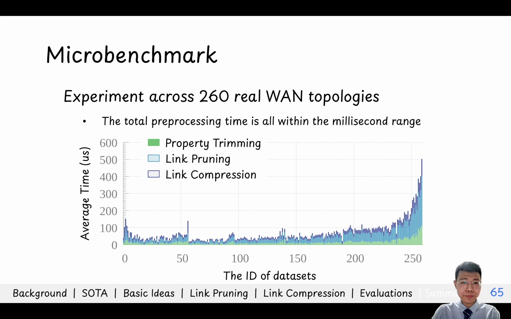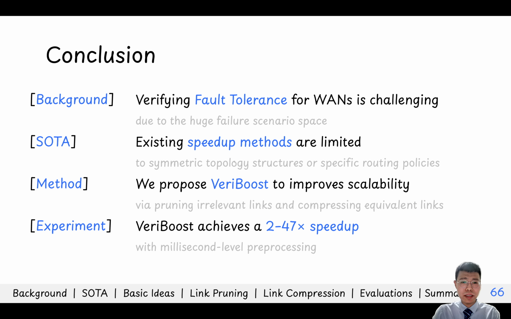Compared with the verification time at the minute level, this pre-processing overhead is negligible. In this talk, we show that verifying fault tolerance for WANs is challenging due to the huge failure scenario space, and the existing speedup methods are limited to symmetric topology structure or specific routing policies. We propose VeriBoost to improve scalability, and it achieves 2 to 47 times speedup with millisecond-level pre-processing.